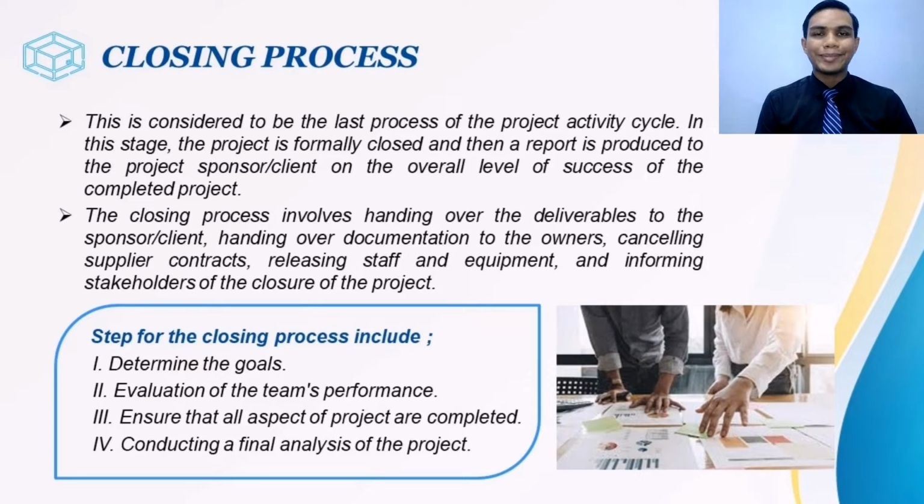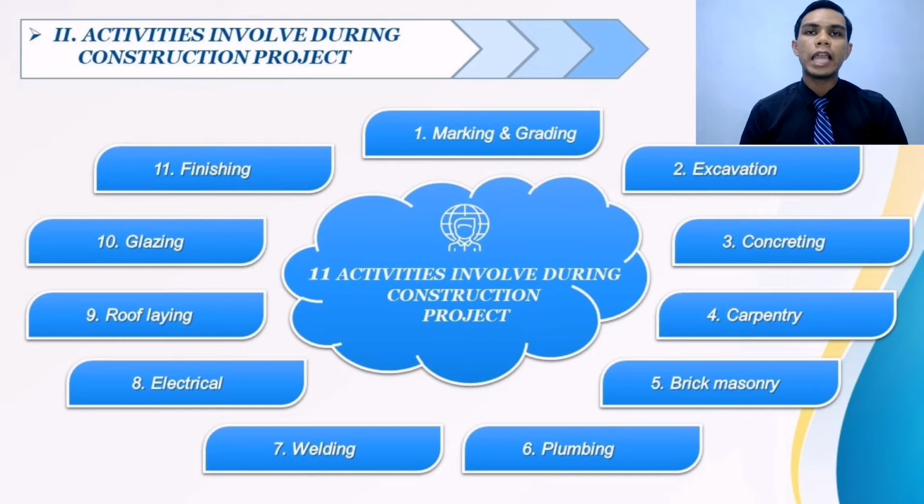Now we are in the second part of the elements in this presentation, which is activities involved during construction project. There are 11 activities involved during construction project. Number 1 is marking and grading, second is excavation, third is concreting, fourth carpentry, followed by brick masonry, plumbing, welding, electrical, roof laying, glazing, and the final, which is finishing.